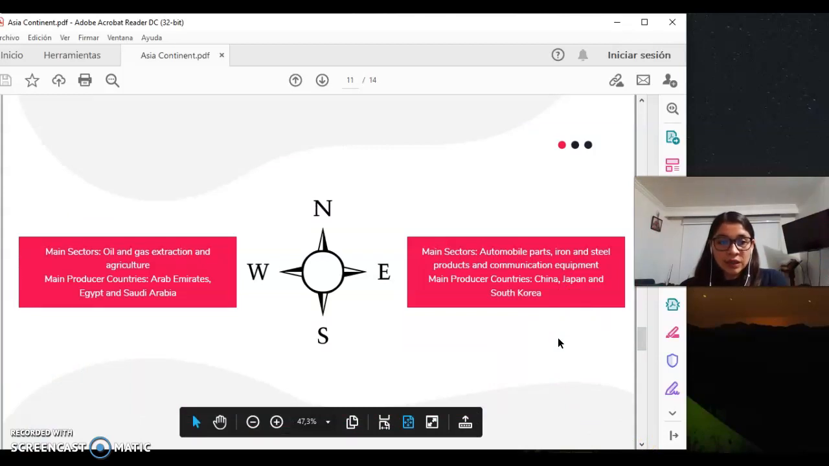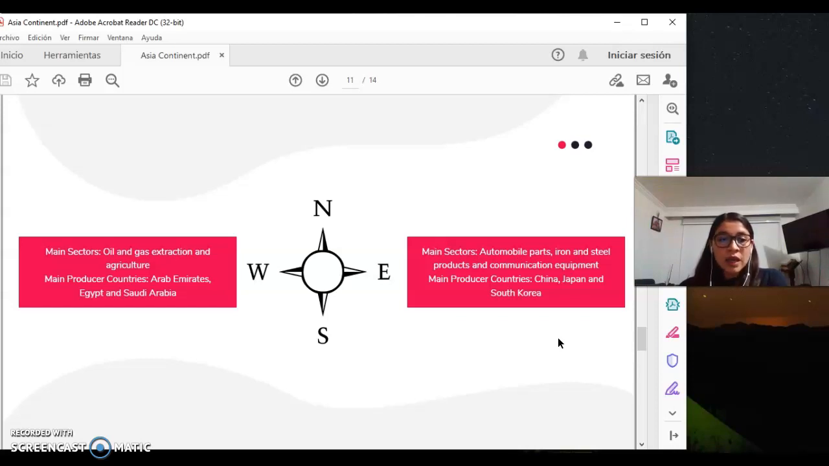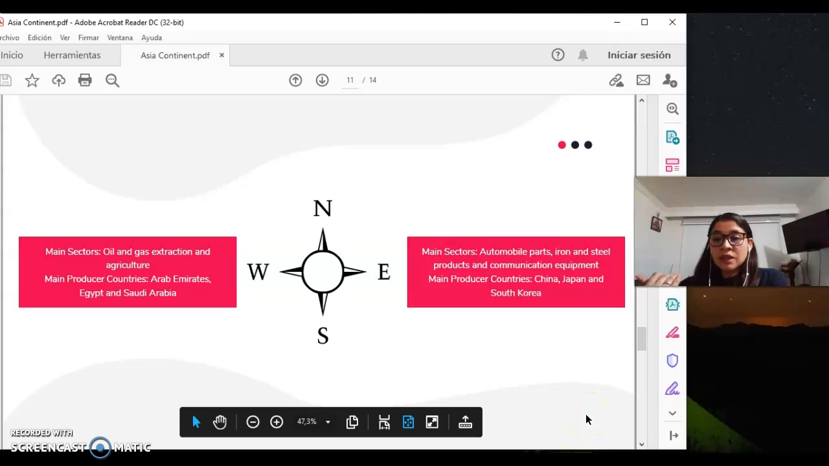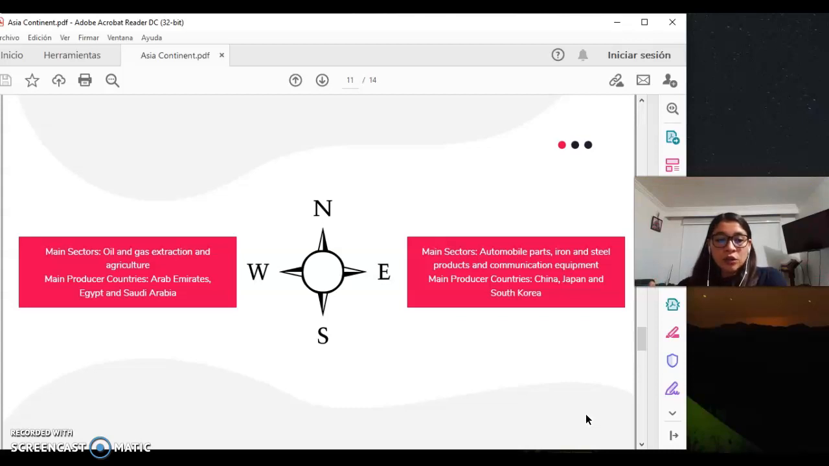Finally, in the West, the main sectors are oil and gas extraction and agriculture, and the main producer countries are the Arab Emirates, Egypt, and Saudi Arabia. In the East, the main sectors are automobile parts, iron and steel products, and communication equipment, and the main producer countries are China, Japan, and South Korea. And as I mentioned in the history, we saw that agriculture, the improvement of manufacturing equipment for clothing, and the natural resources of this continent are very important.